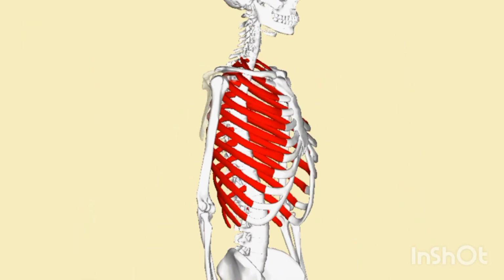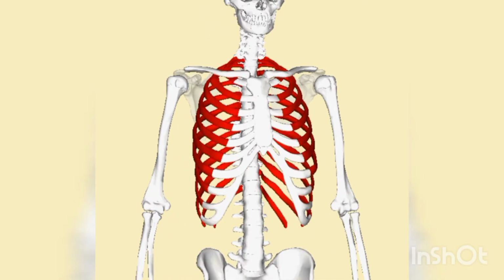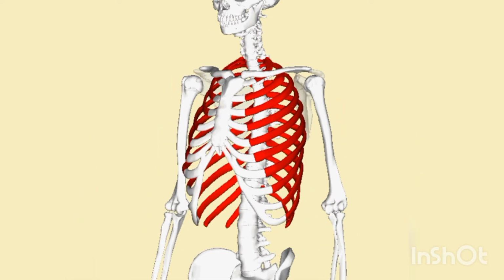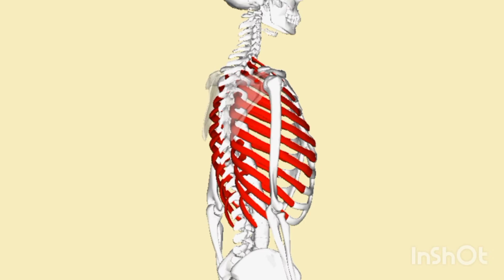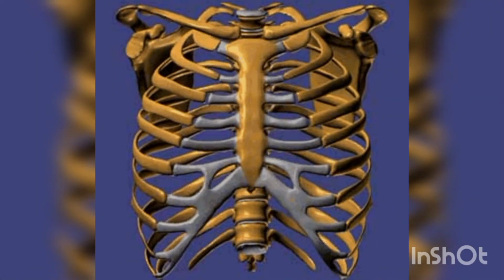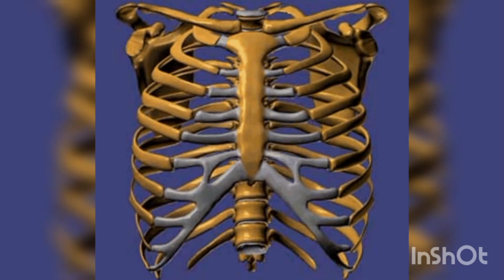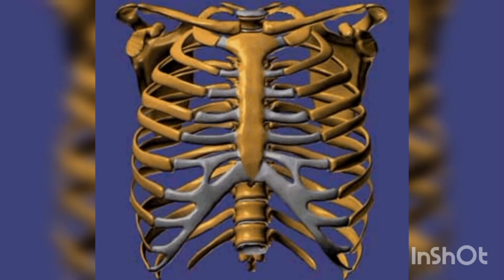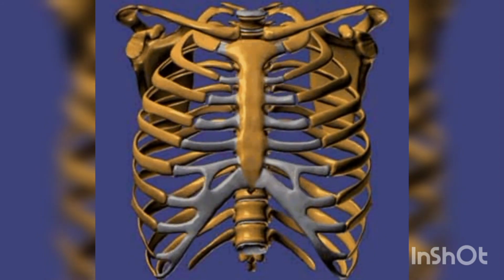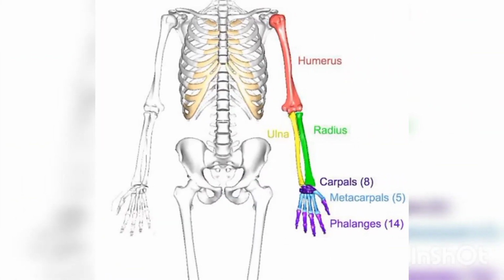Next one, the rib cage. A frame of bones that forms a cage-like structure is called our rib cage. It is situated in our chest area. It protects our heart and lungs. It is made up of 12 pairs of long curved bones called ribs. Ten pairs of ribs are joined to the breastbone, and you can see that the two remaining pairs of bones are floating, and they are known as the floating ribs.